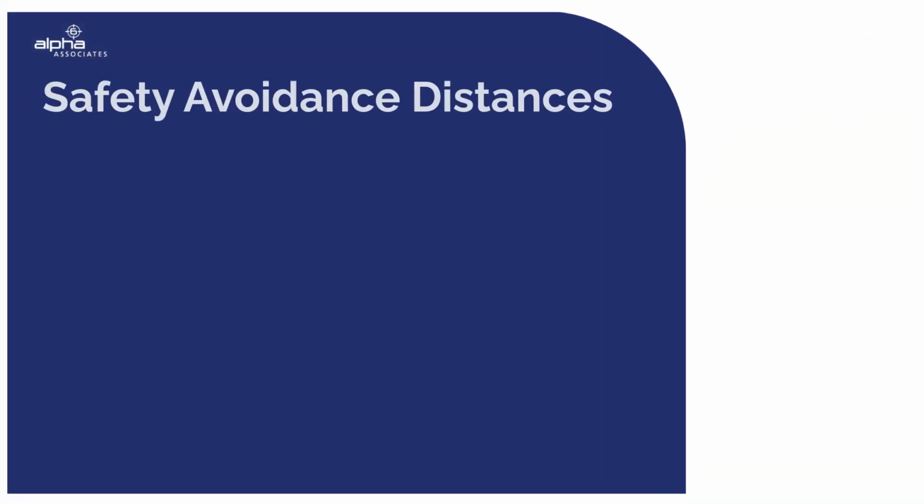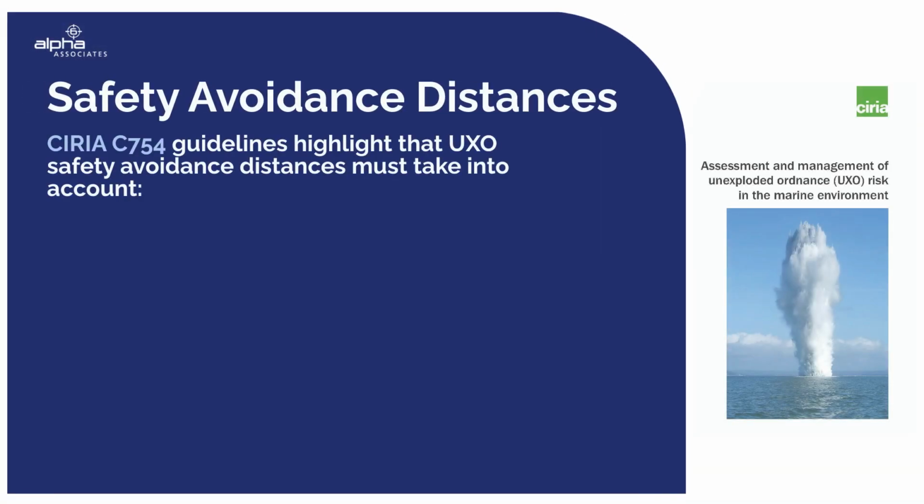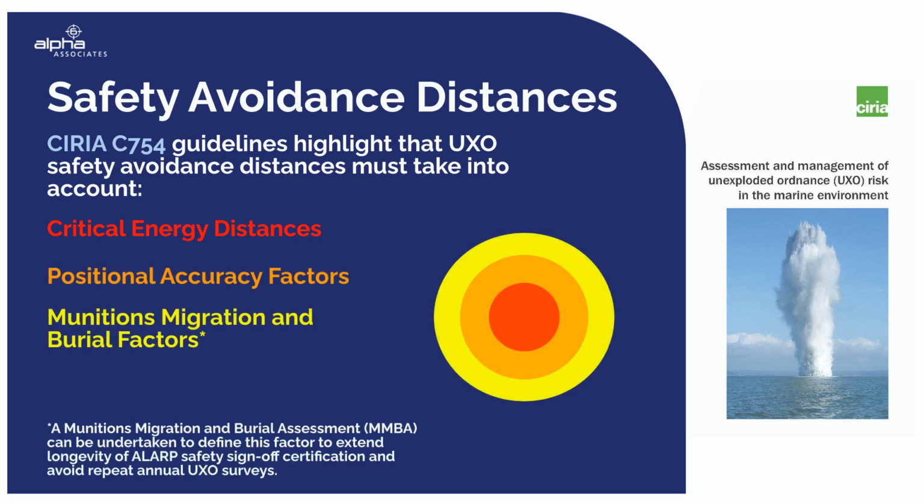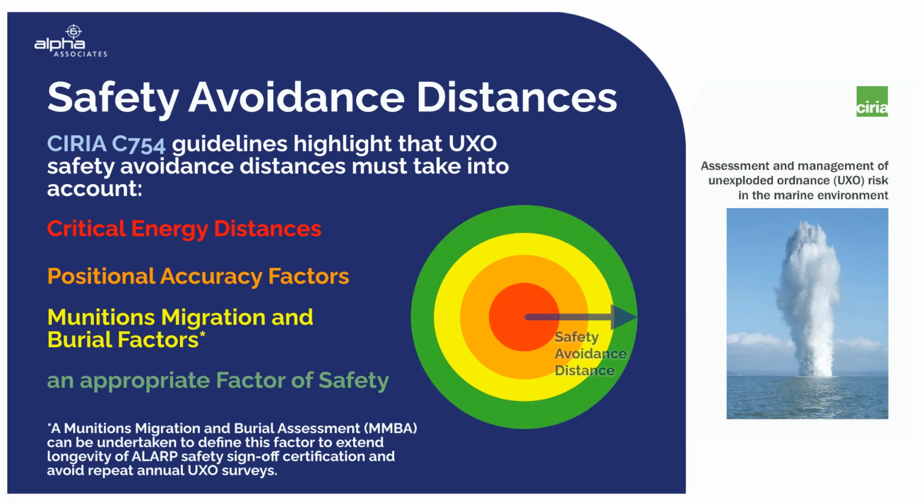The Series C 754 guidelines for managing unexploded ordnance risks in the offshore environment highlight that unexploded ordnance safety avoidance distances must take into account critical energy distances, positional accuracy factors, munitions migration and burial assessment factors, and an appropriate factor of safety.